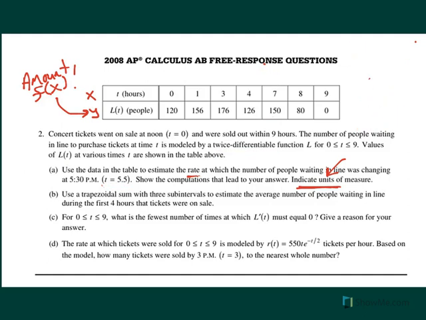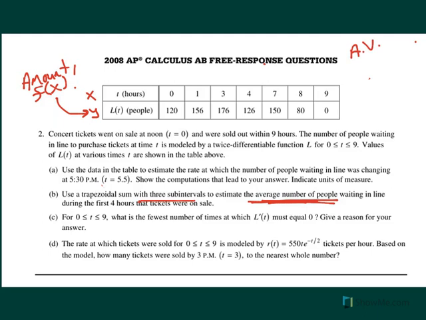So part B says use a trapezoidal sum. So we're going to be using trapezoids to find the area. Part B: use a trapezoidal sum with 3 subintervals to estimate the average number of people. When I read this, the first thing I think of is average value. So we're going to be talking about the average value. That's the key idea here.